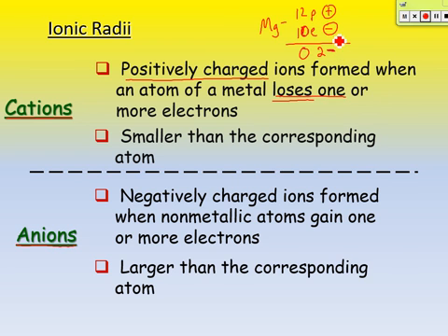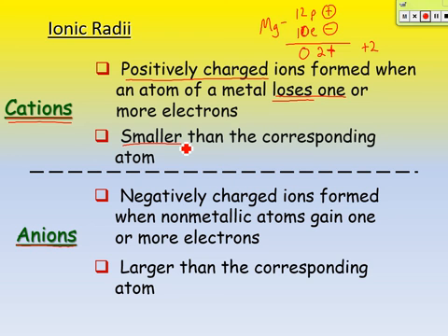I've got 12 positives and 10 negatives. So it's what? 2 positive. So we'd say it's a +2 charge. Okay, when that happens, we call that magnesium with the 2 plus charge a cation. It's positive. And cations tend to be smaller than the corresponding atom. And we'll talk about that here in a second.